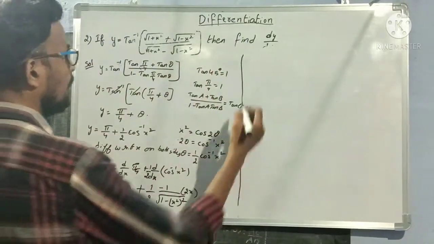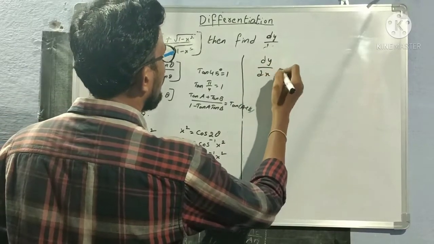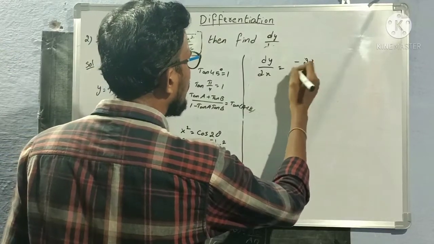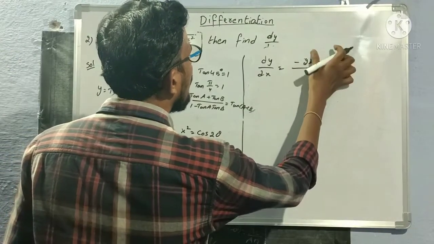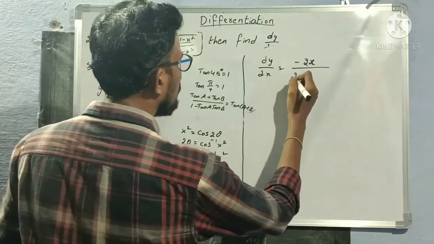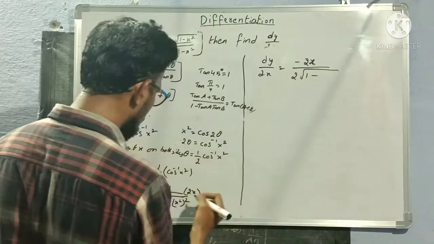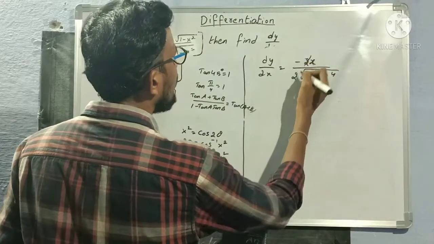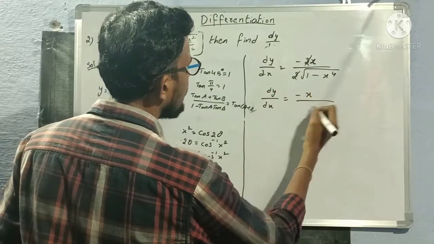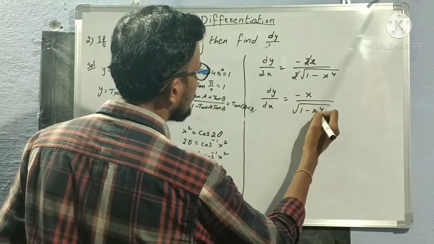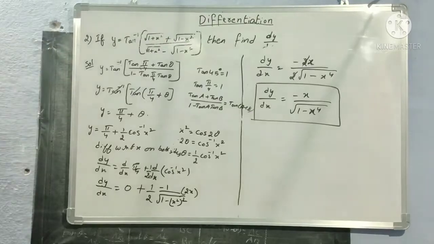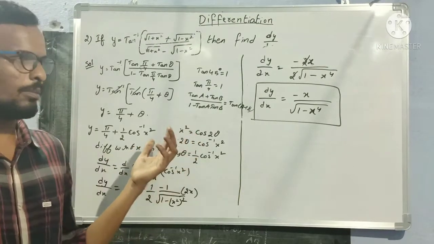So dy by dx is equal to, now anyhow 0 is not possible, so minus 2x by 2 into square root of 1 minus x square whole square, which is x power 4. Here 2 gets cancelled, so we got the answer. Dy by dx is equal to minus x by square root of 1 minus x power 4. This is the solution, and a very important problem for 7 marks.